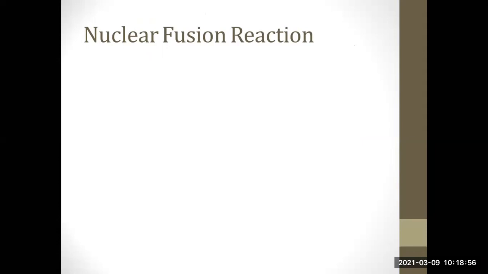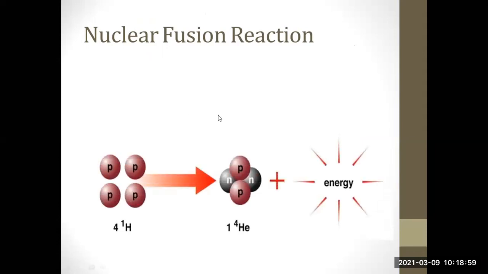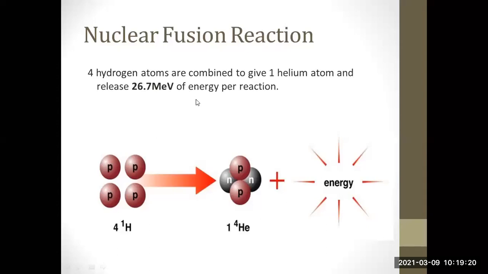So what is that nuclear fusion reaction? In this nuclear fusion reaction, 4 hydrogen atoms combine to give 1 helium atom as an output, and the mass difference is converted into energy. According to Einstein's equation, the mass difference is equivalent to energy. So how much energy do we get as output per nuclear fusion reaction? The output energy is around 26.7 mega electron volt. When I say mega, the unit factor is to multiply by 10^6.